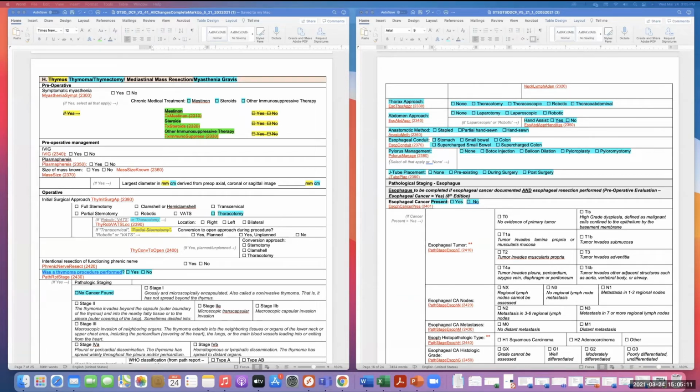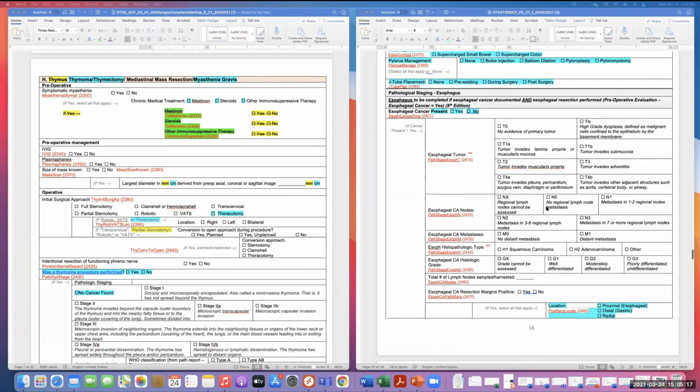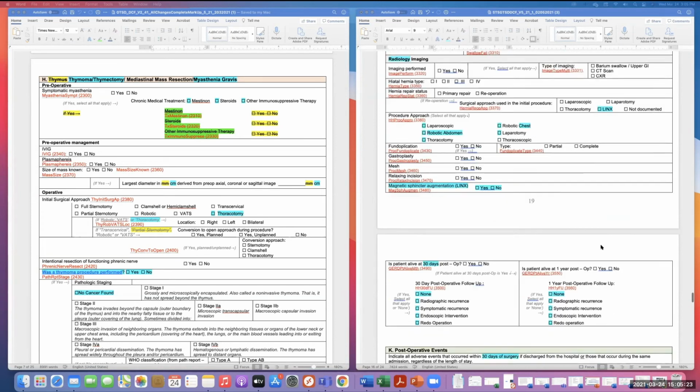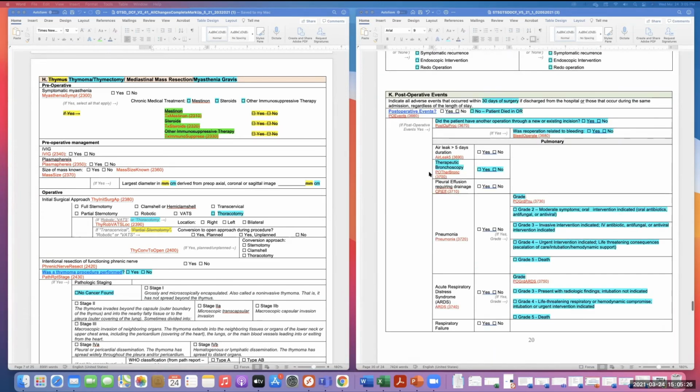In the post-op events, the question, did patient have another operation through a new or existing incision? Are these just unanticipated operations or all operations? Is that to be considered for all procedures or only unplanned procedures? I'm scrolling through my notes. I think the answer is unplanned, and I think that's why we called it post-operative events in the post-operative events section.